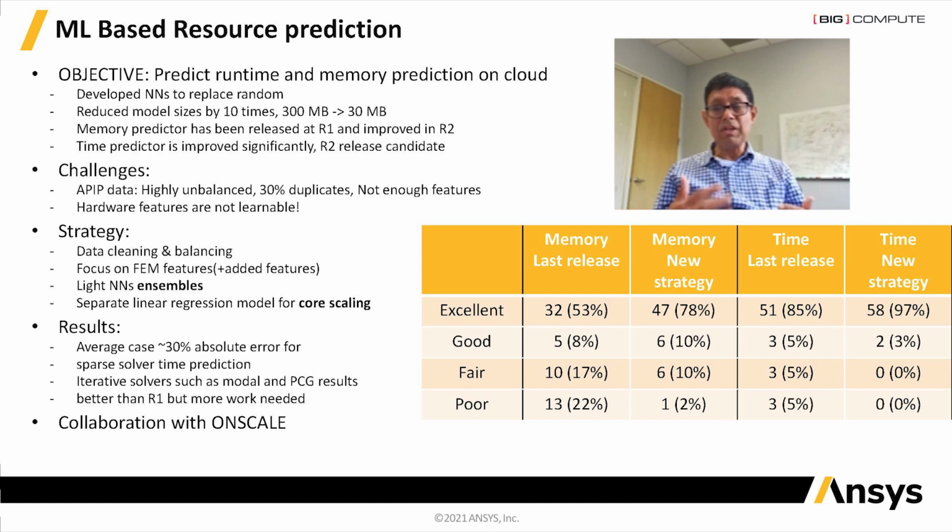We can collect a lot of data on our solvers running on premise or on the cloud, and essentially using that, we are training these neural network models. Based on it, we have launched a Mechanical resource prediction feature this year, and the results are showing our memory predictions and our time predictions are very, very accurate, right? If you look at the excellent and the good, the combination is more than sort of 60%, which is very good.